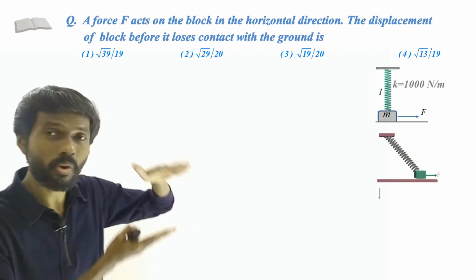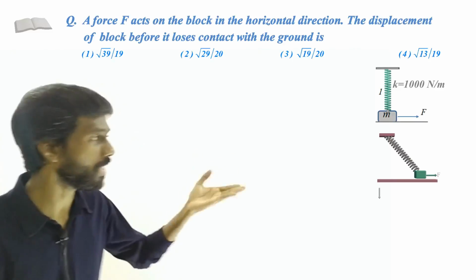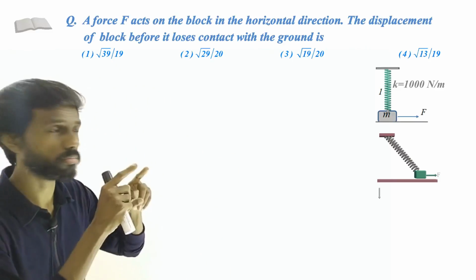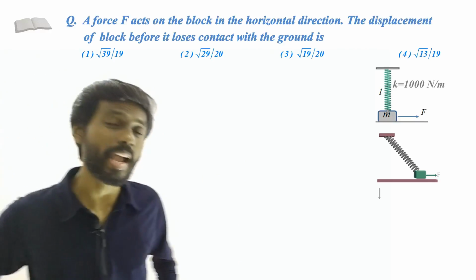When the block is on the ground, there will be normal reaction in the upward direction. No normal reaction when there is no contact between this block and the ground. Alright, yes, we have to find that point, or the distance covered before it loses contact. Okay, now what are the forces acting on this block?